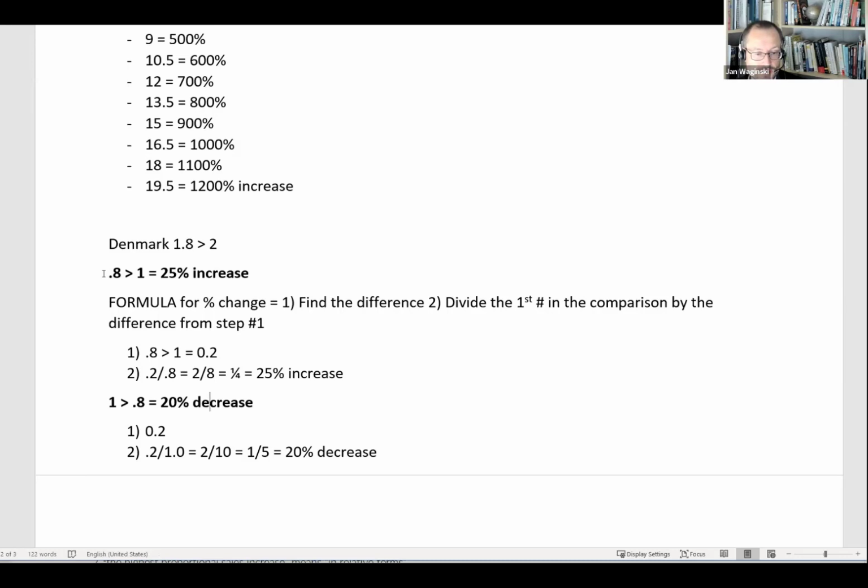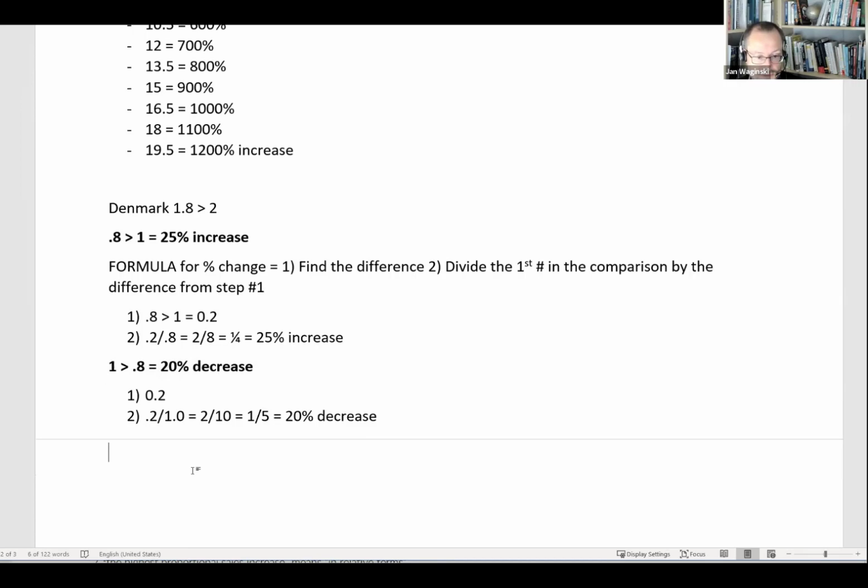I use this example based on an answer that someone gave because that's what they were thinking of. Does everyone see how this works though? How 0.8 to 1 is a 25% increase. But if you go in the opposite direction from 1 to 0.8, it's a 20% decrease.